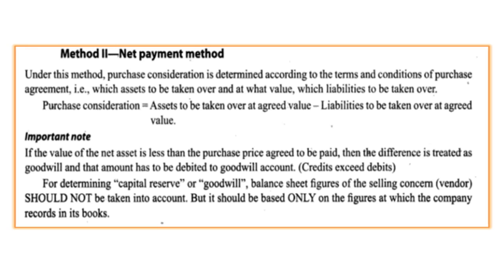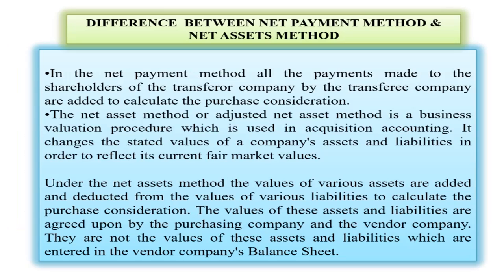Purchase consideration equals assets to be taken over at agreed value minus liabilities to be taken over at agreed value. Important note: if the value of the net assets is less than the purchase price agreed to be paid, then the difference is treated as goodwill and that amount has to be debited to goodwill account. For determining capital reserve or goodwill, balance sheet figures of the selling concern, that is the vendor, should not be taken into account, but only the figures at which the company acquired them in its books. Then we'll see the difference between net payment method and net asset method.